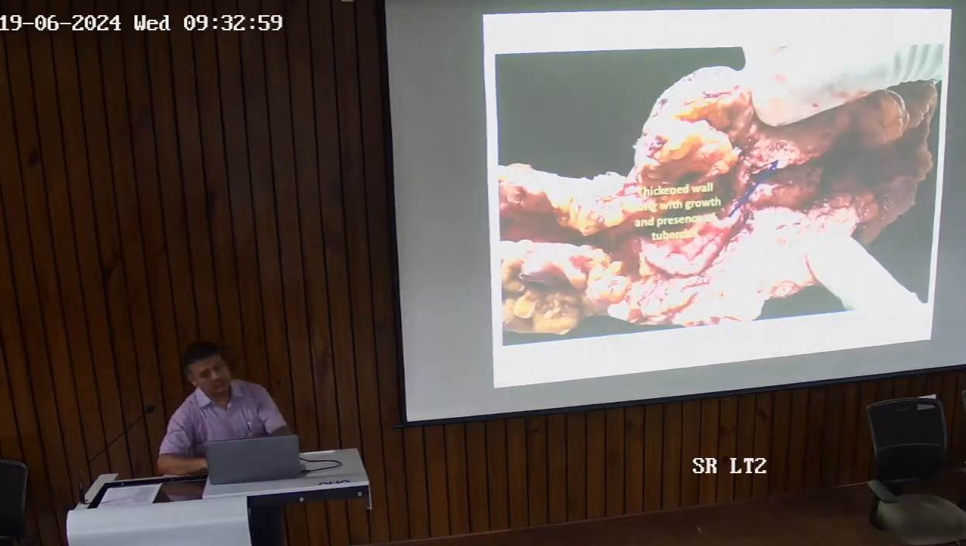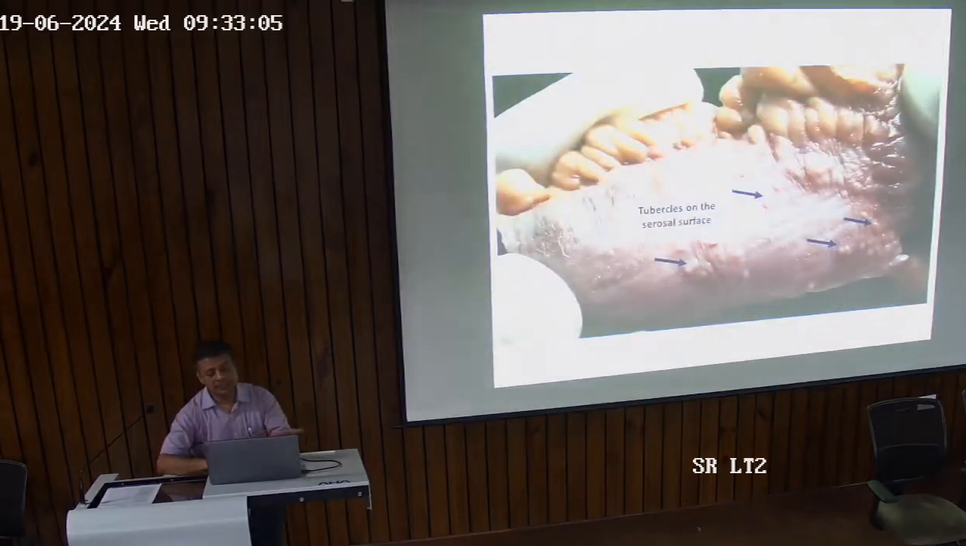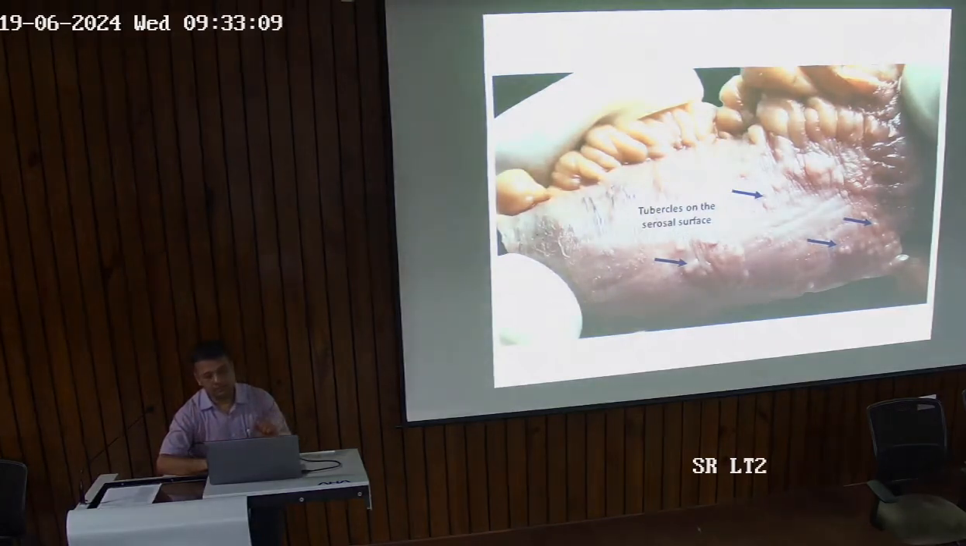Here we can see the thickened wall along with the growth and presence of the tubercles. We'll see the tubercles in the next picture. This is the external surface of the intestine. Here we can find tiny nodules on the surface. These are due to granuloma formation in the wall.